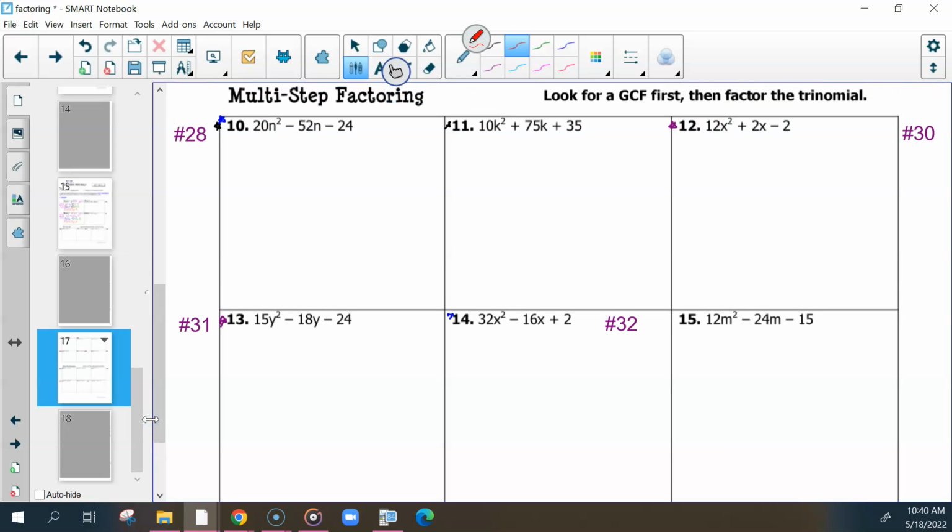We're going to do number 12. Does number 12 have a DCF? What is that DCF? 2. We can write everything by 2. If we are dividing the DCF out, what would be left? 6x squared plus x minus 1.